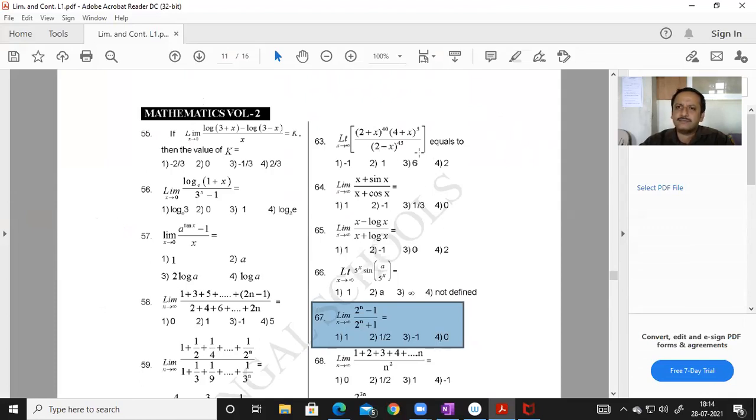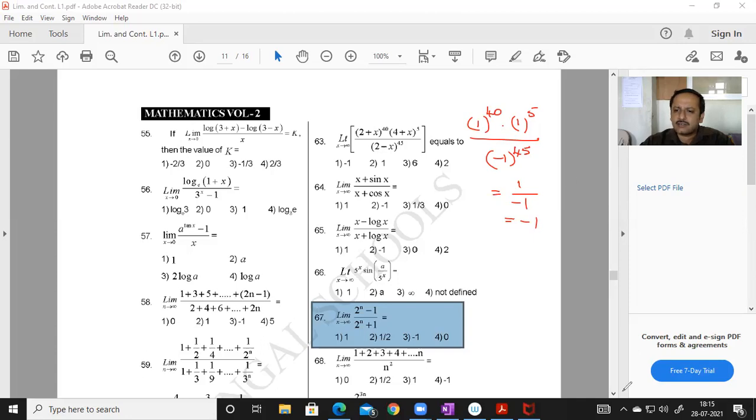The 60th, I'll explain here only. 2 plus x, whole power 40, as x tends to infinity, and here x power 5. So the answer will be 1 to the power 40 into 1 to the power 5, divided by minus 1 to the power 45. So 1 to the power 40 is 1, 1 power 5 is 1, together 1 divided by minus 1, the answer is minus 1. Earlier I had explained one problem of the same kind in yesterday's class, right?